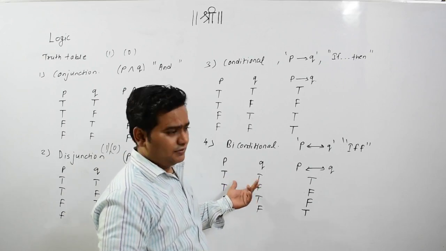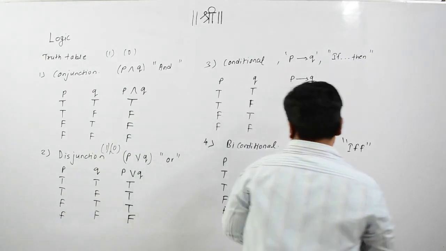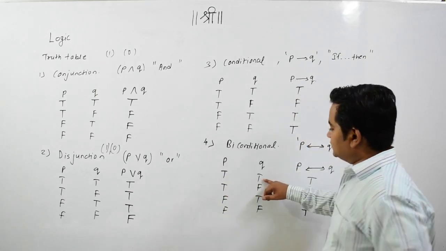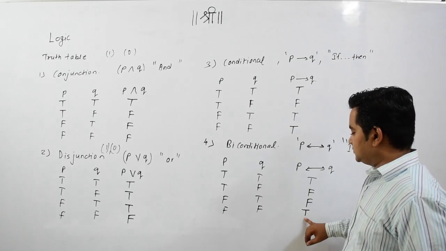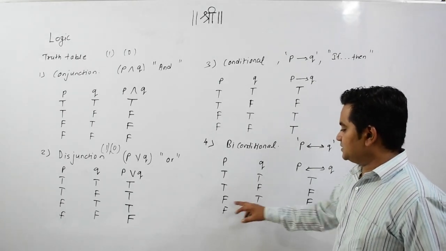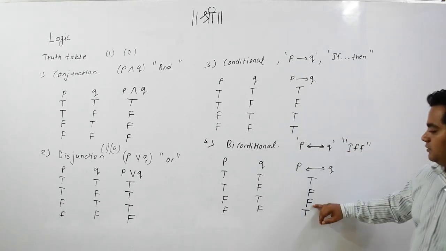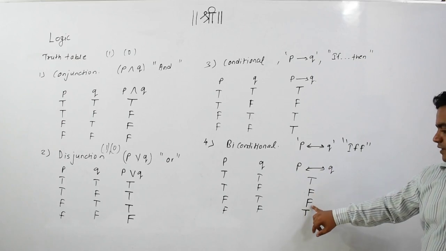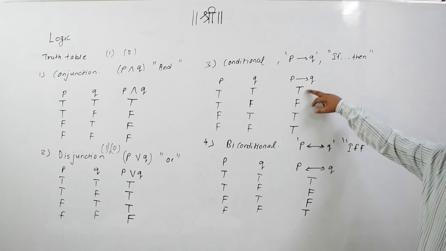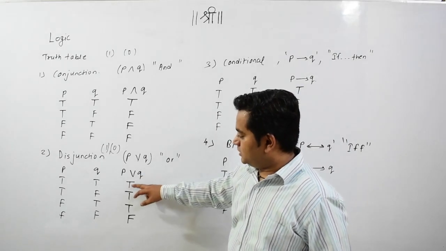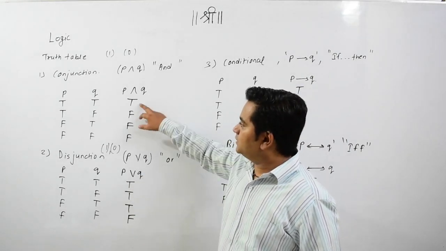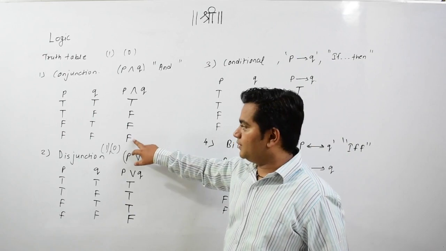Again here, if and only if. So you can use this: when the two values are true, then only it is true. When two values are false, then it is true. When there is a mismatch, it is false. So T F F T, and T F T T. Truth values of this: T T T F T F F F.